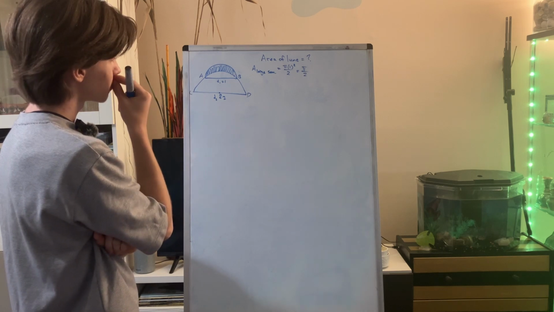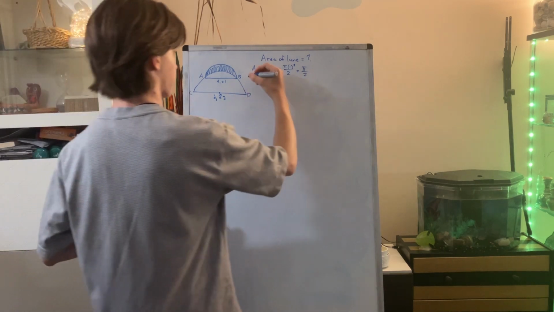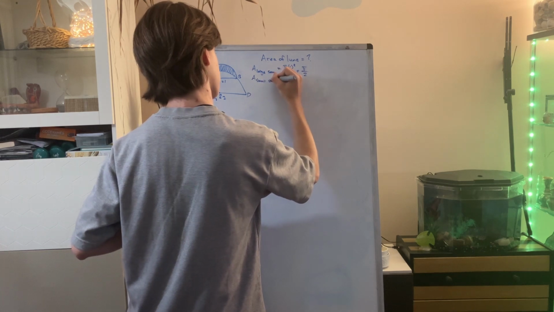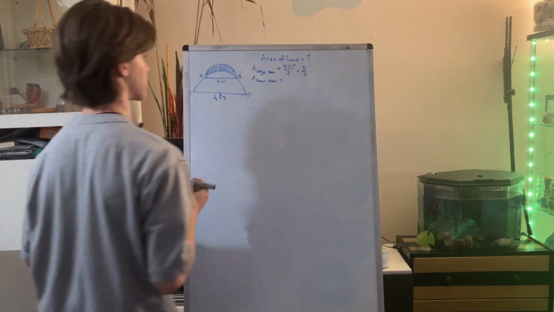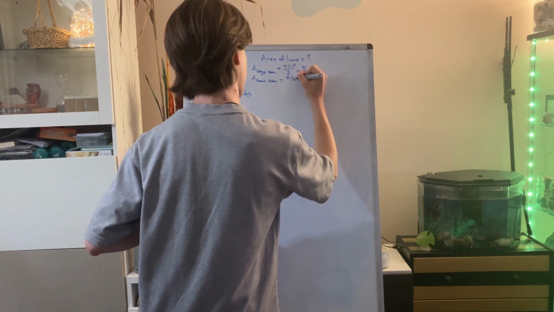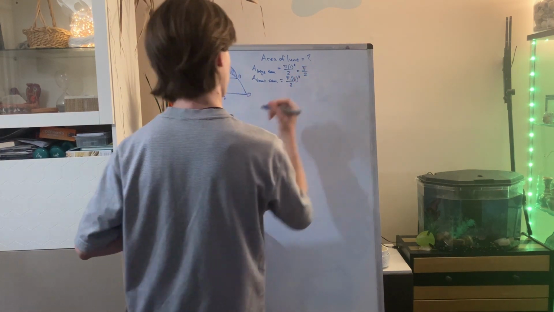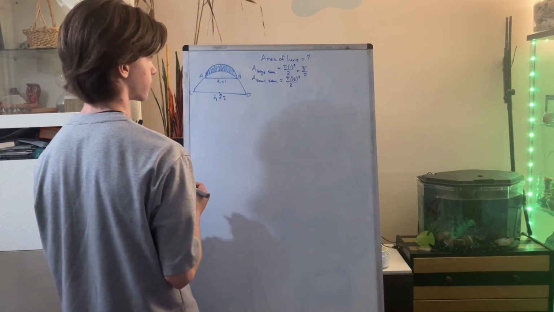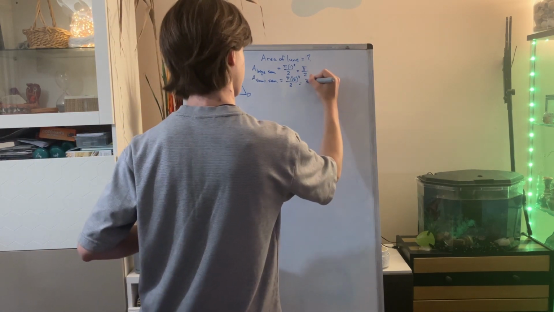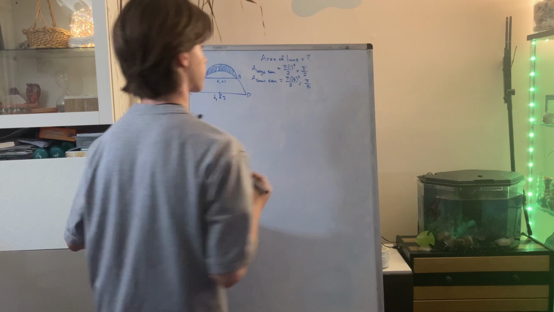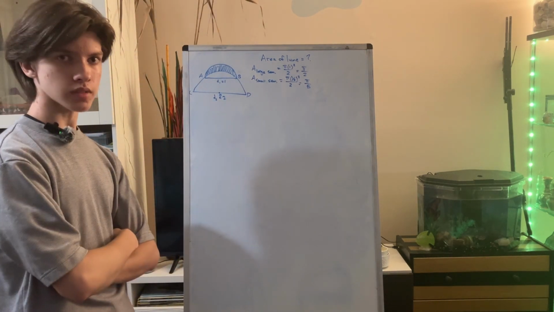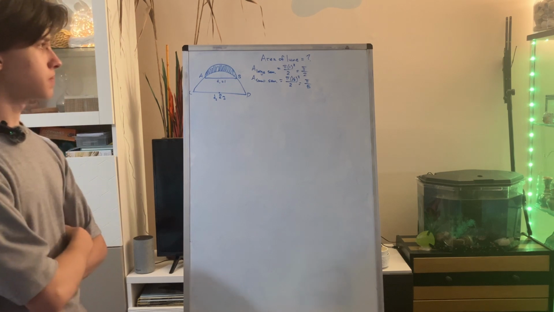Radius is 1, pi. Okay, and now for the area of the small semicircle, the radius is going to be a half. We have pi times a half squared over 2. Okay, that's going to be pi over 4 over 2. That's going to be pi over 8. How nice is that?